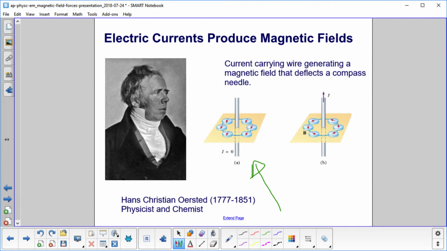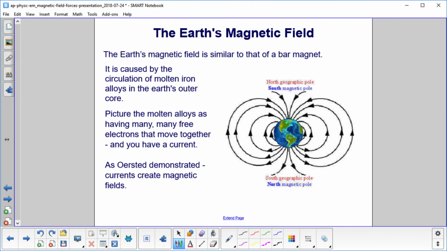When a current is put on, you can now see the compass needles pointing in different directions, but always perpendicular to the wire. Right? If I were to draw a line out to one of these compass needles, you see that they're perpendicular to it, or tangent to that circle. Ørsted found that a current-carrying wire that actually had a live current in it would generate a magnetic field.